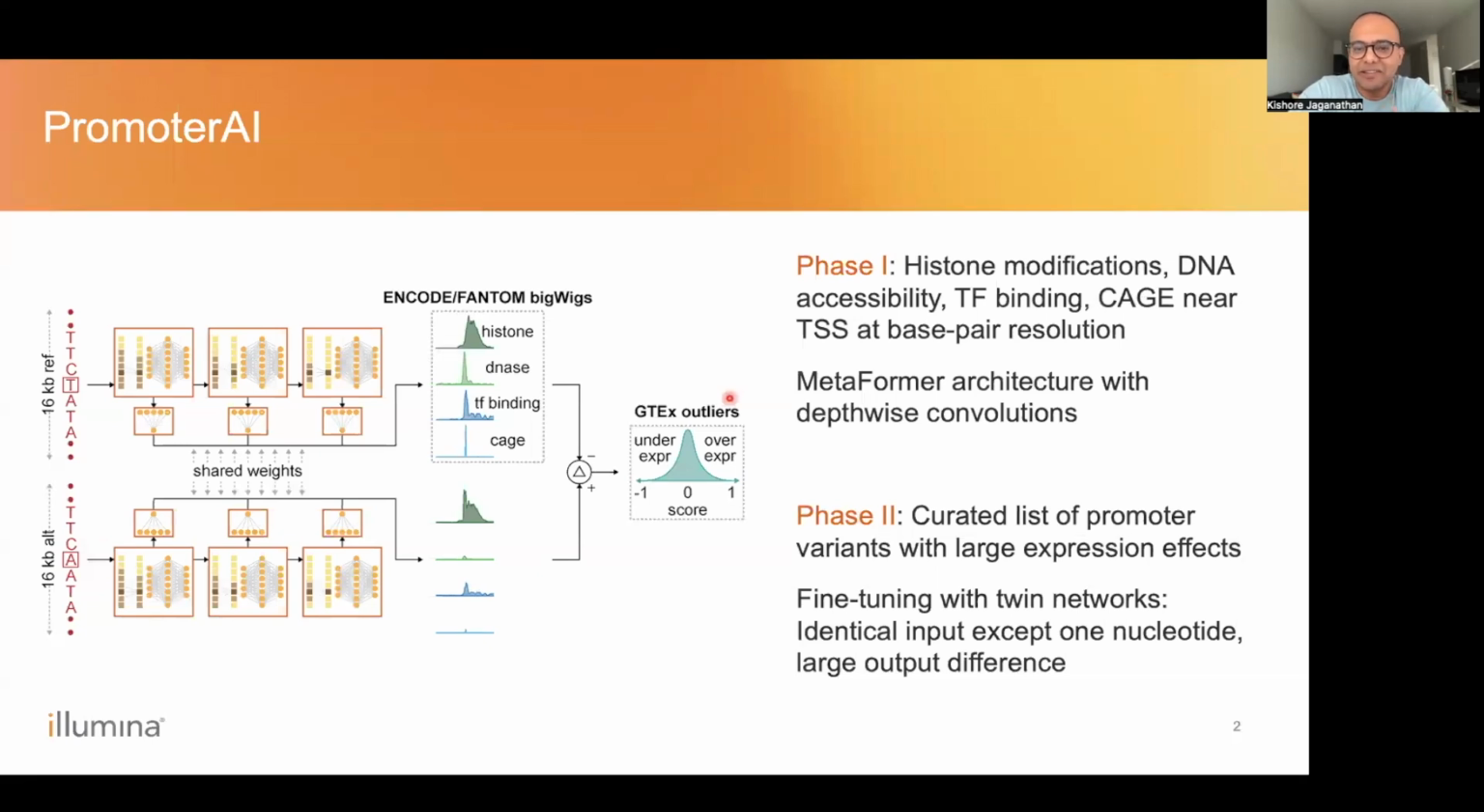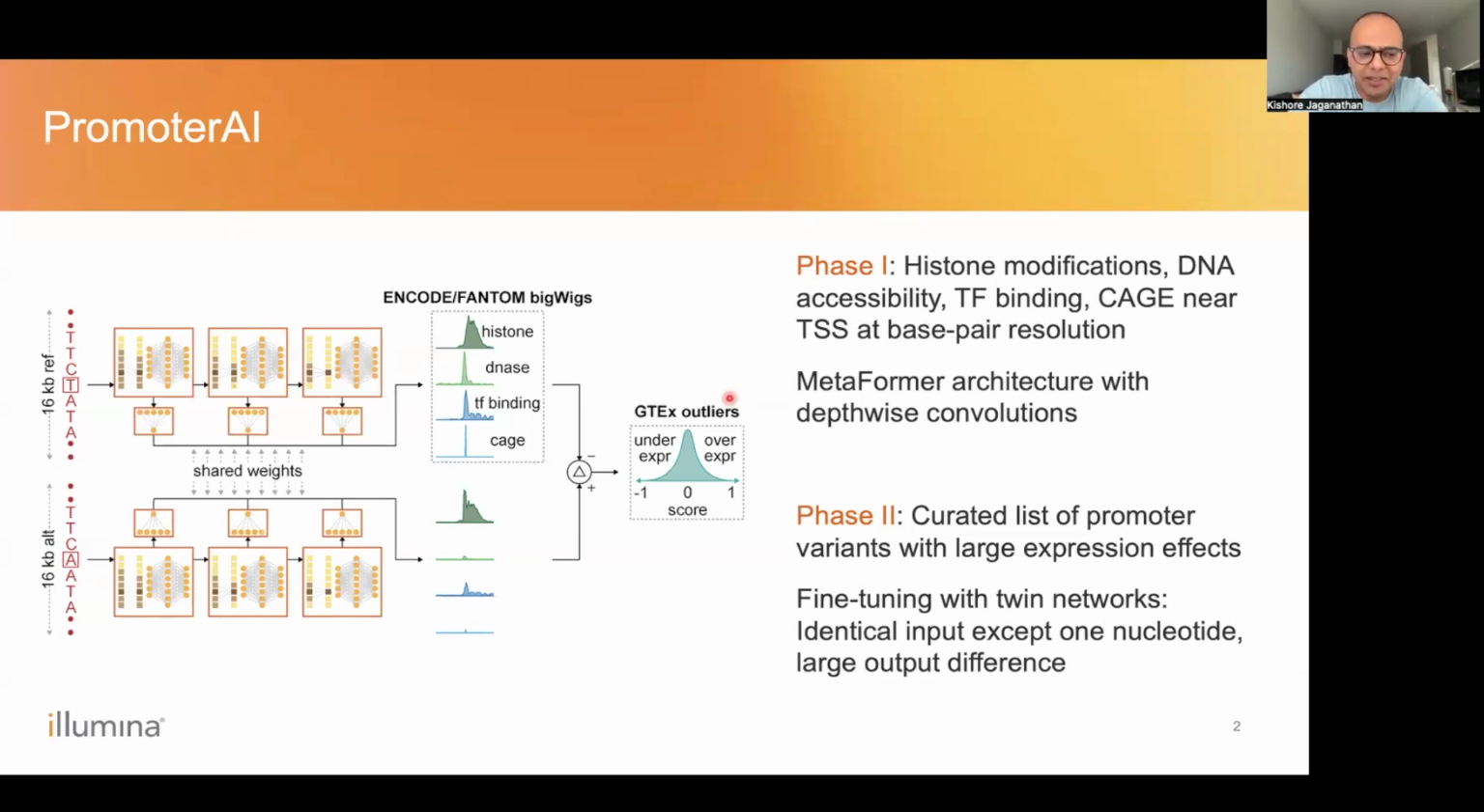The training process has two phases. The very first phase is very similar to the other models in this category, where you do a simple sequence to histone, DNase, TF binding, and CAGE prediction. The main difference is that every layer is at nucleotide-level resolution, and we can afford it because the input lengths are only 20 kb.